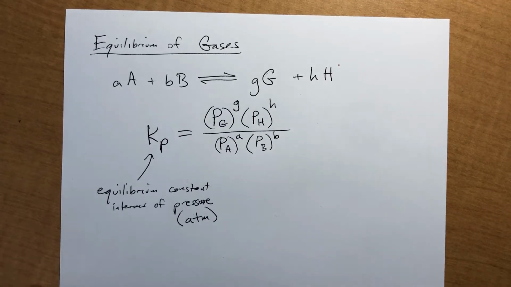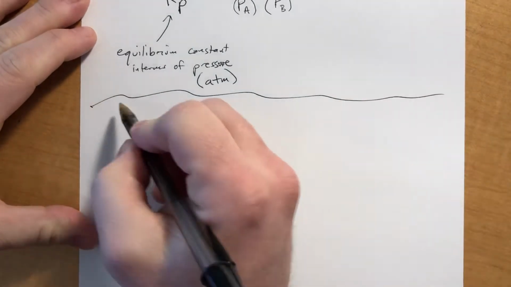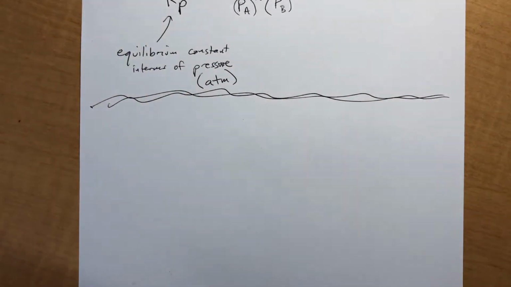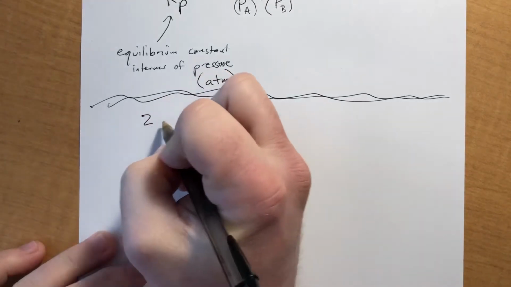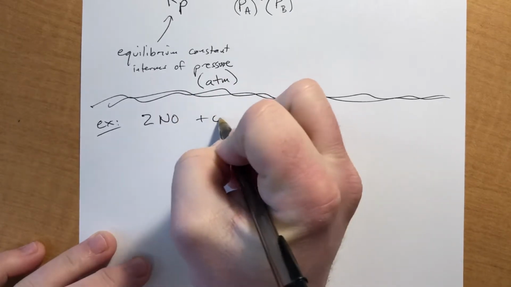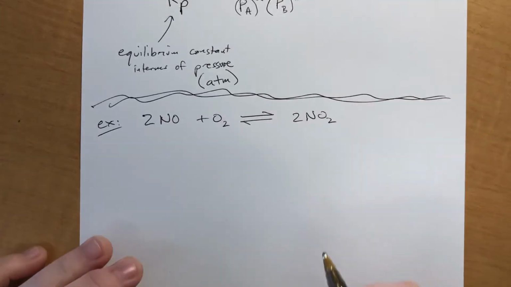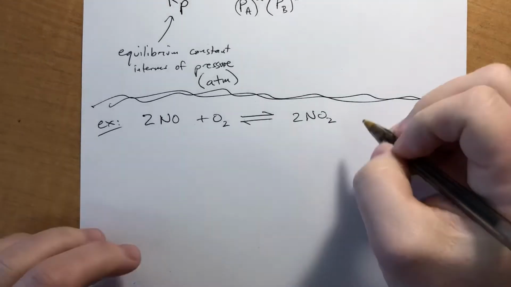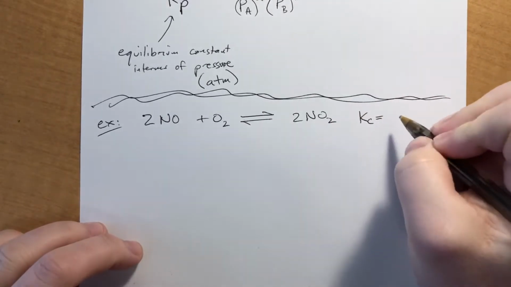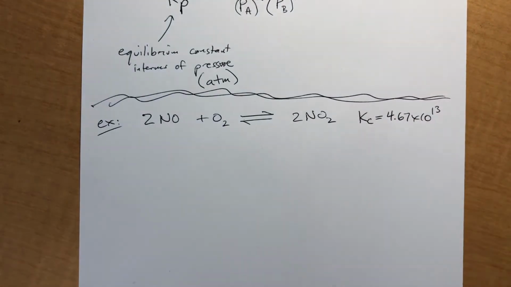Let's look at an example of how Kp and Kc are related. This example is going to be a little messy, and then we'll talk about it in general terms to get it straight. We saw this on the last video: 2 NO plus O2 at equilibrium forms 2 NO2. Doesn't matter if this reaction is important or not. We had a Kc value for this, 4.67 times 10 to the 13th, and we want to know, what is Kp?